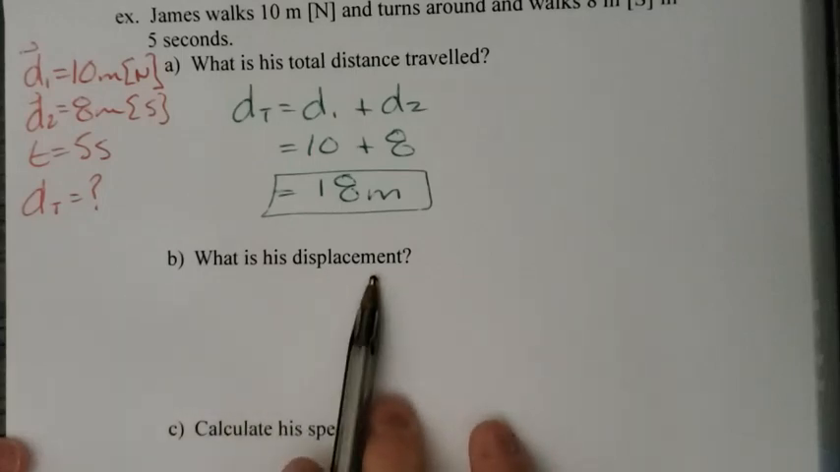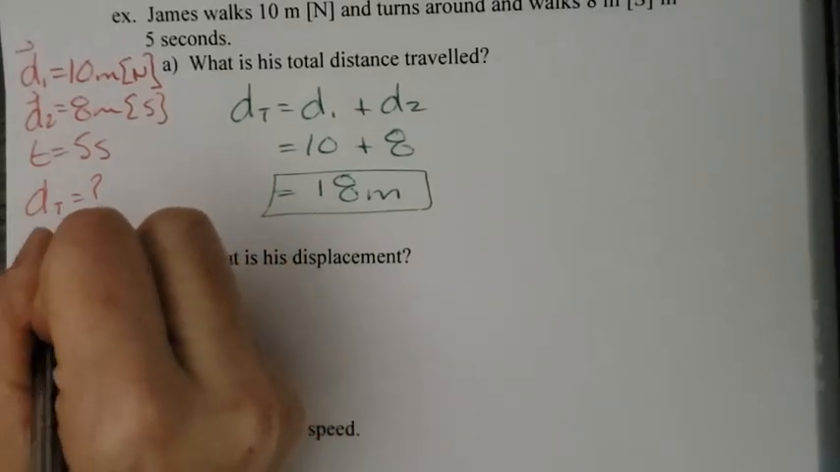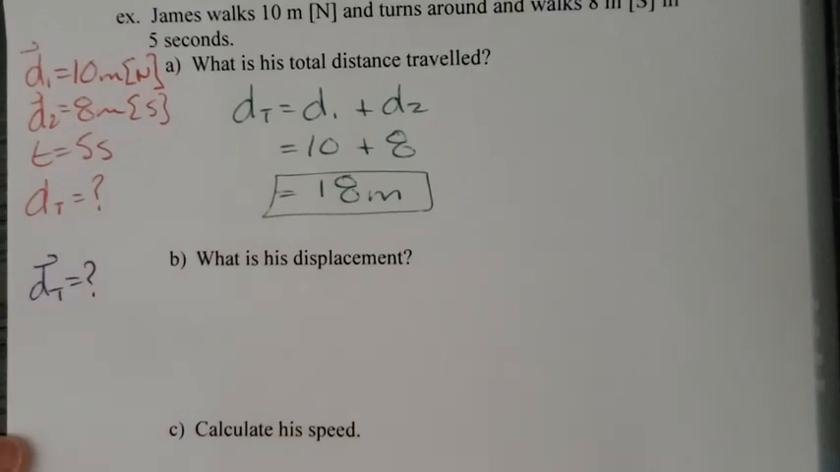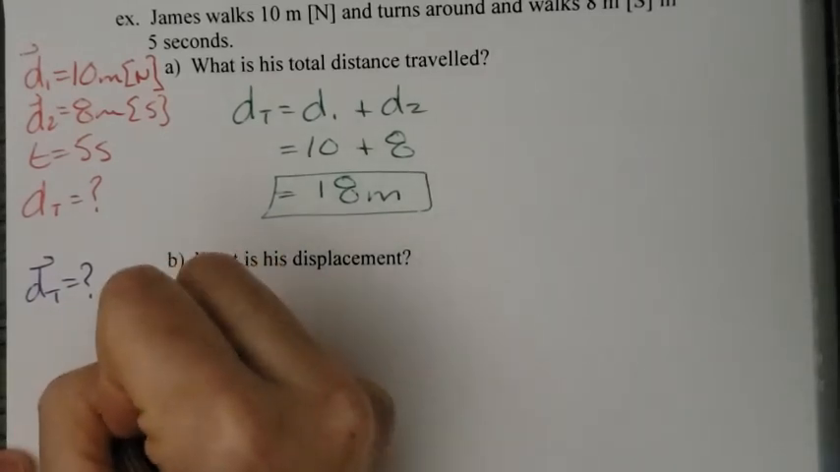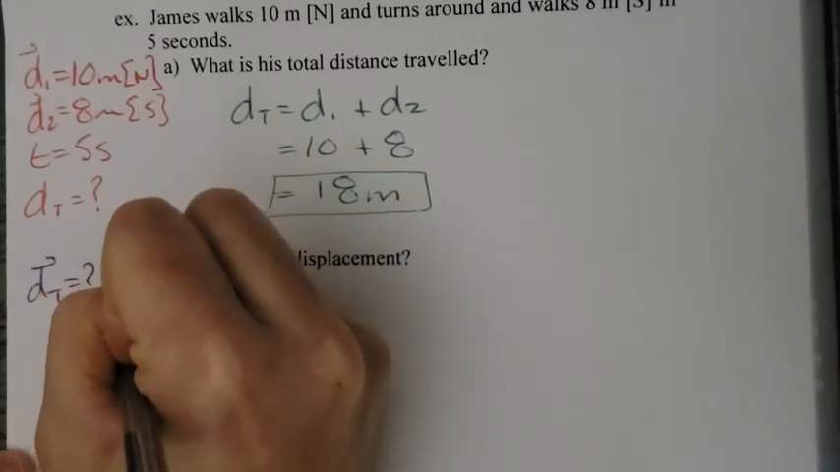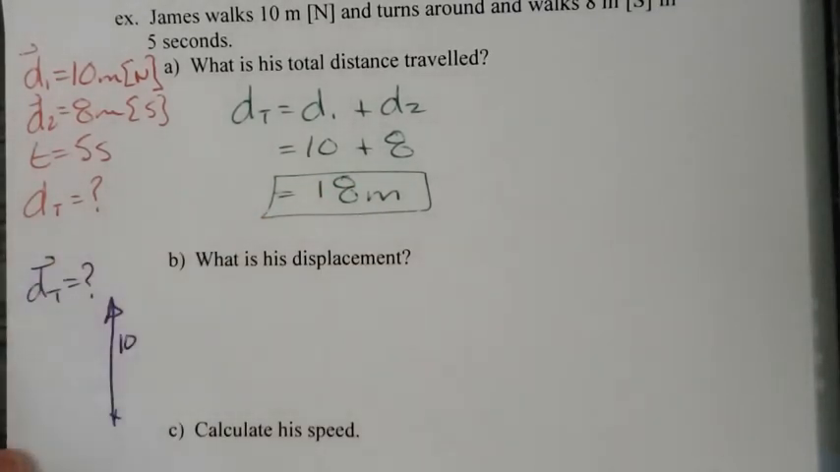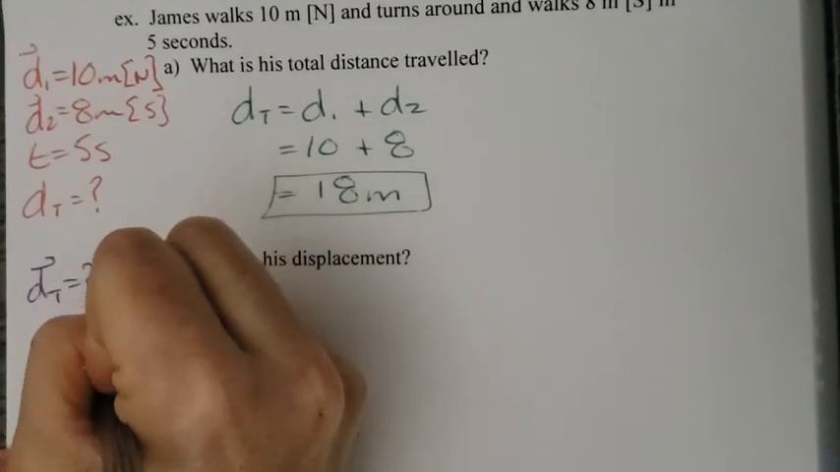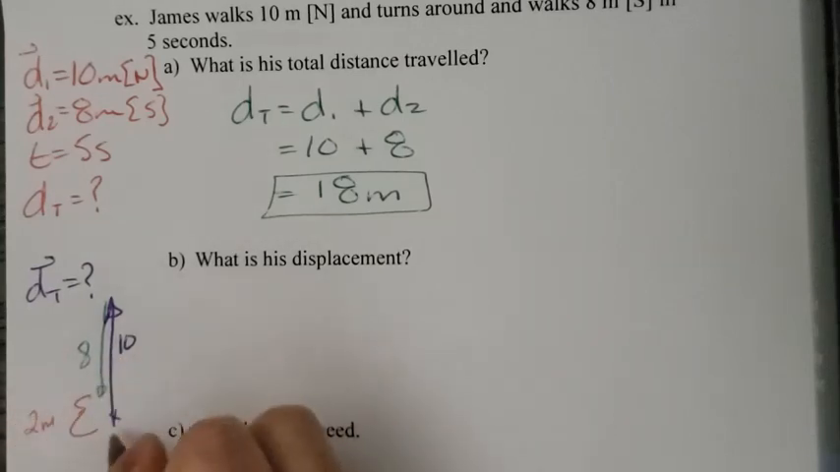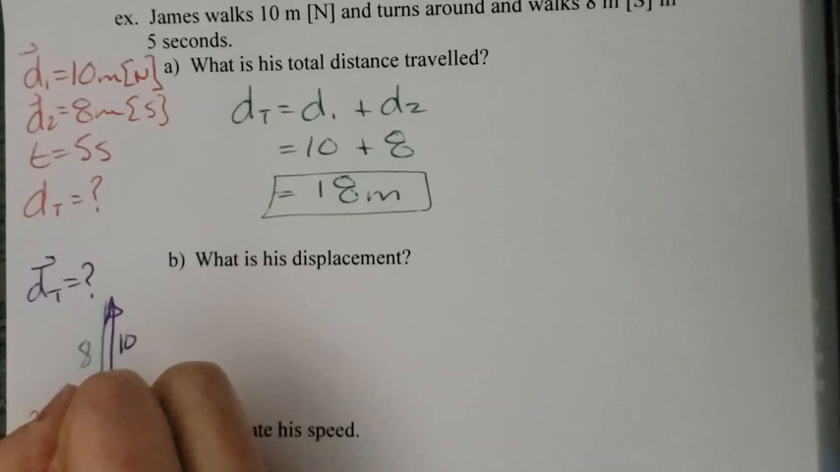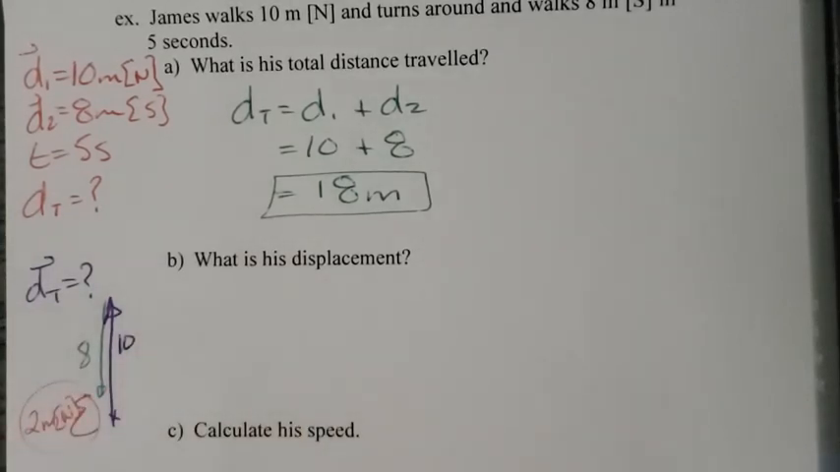Now we want to figure out the total displacement. There's two different ways to do this. One way is to simply draw it out. I'm going to travel first north. So if I start down here, if I go north 10, and then I turn around and go south 8, what I'm interested in is how far am I from where I started? Well, all I would do is go 10 minus 8 is 2 meters. And if I started down here and I finished up here, 2 meters north. And that's a great way to do it.